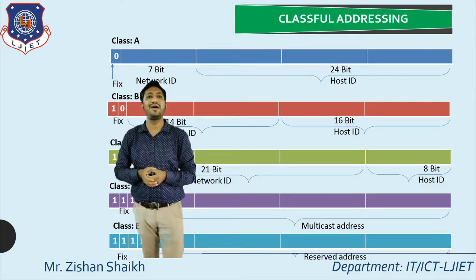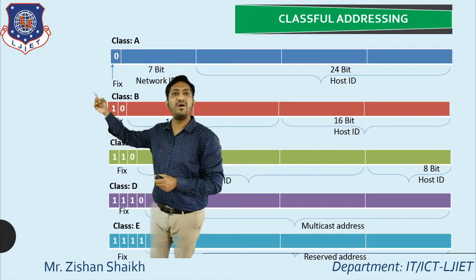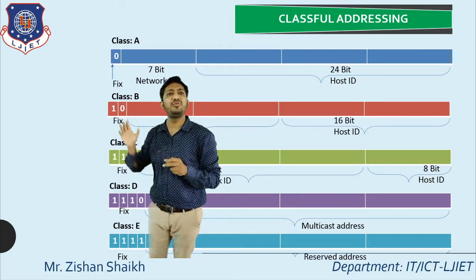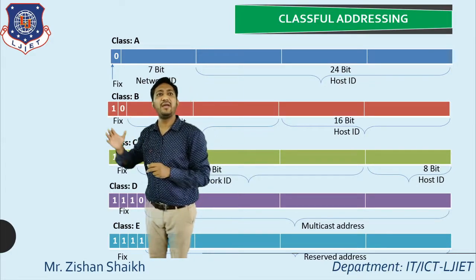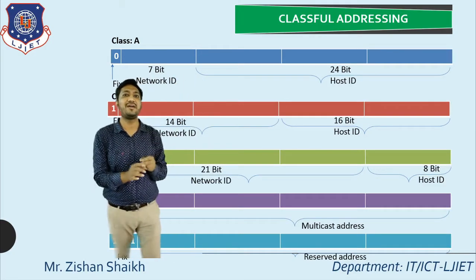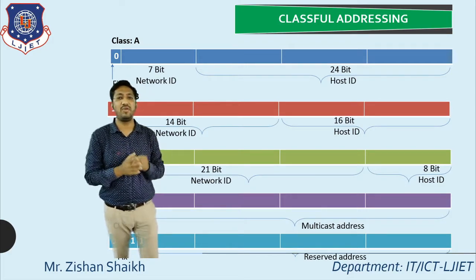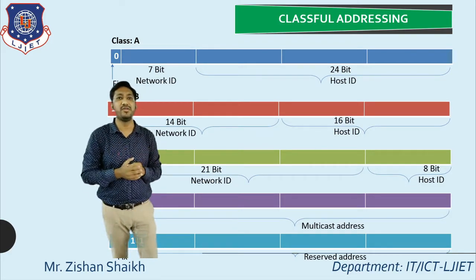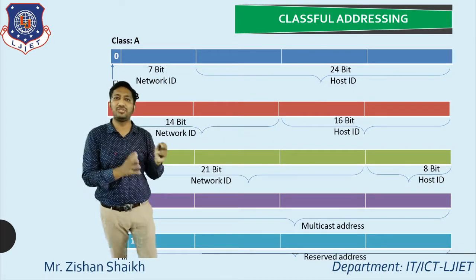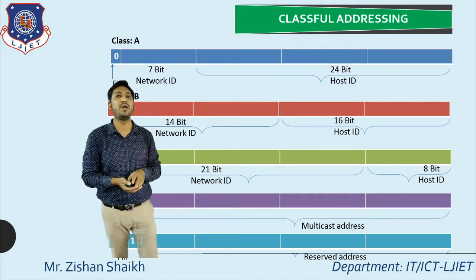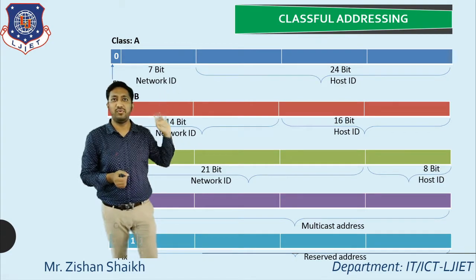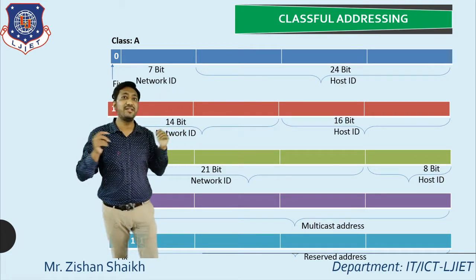In class A, the first 8 bits, 0 to 7, are assigned to the network and the remaining 24 bits, from 8 to 32, are assigned as host bits. If I want to know how many networks I can create using class A, it is 2 raised to n, and the number of hosts using class A is 2 raised to 24. That is a very large number.